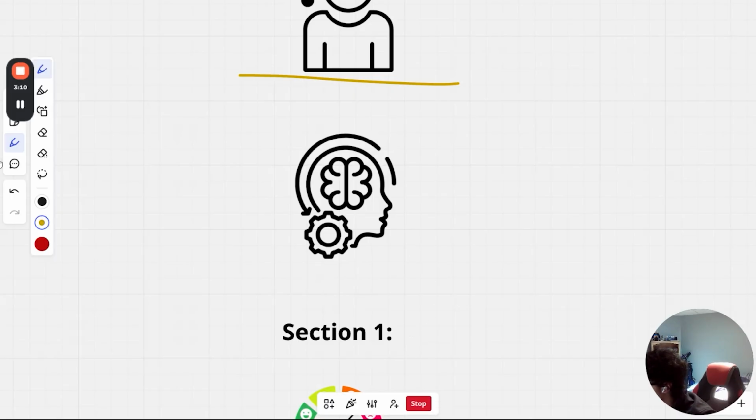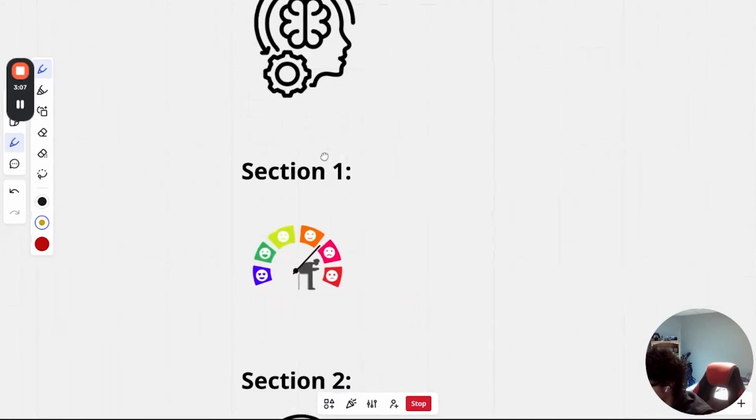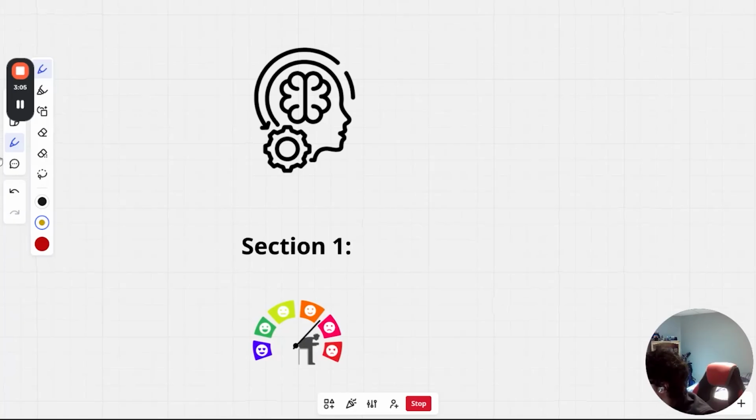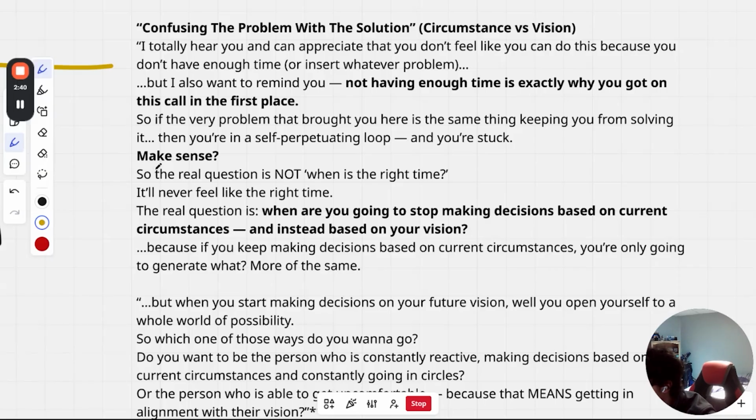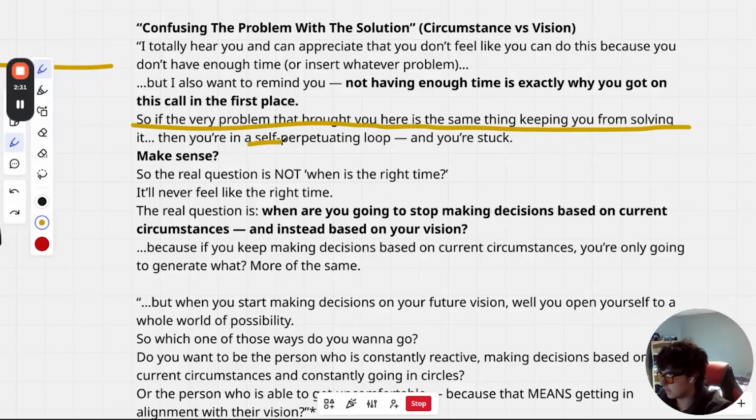Confusing a problem with the solution. Circumstance versus situation. I totally hear and I can appreciate that you don't feel like you can do this because you don't have enough time, or insert whatever problem. But I also want to remind you that not having enough time is exactly what got you in this position in the first place. So if the problem is something keeping you from solving the real problem, then you are in a self-perpetuating loop and you are stuck.